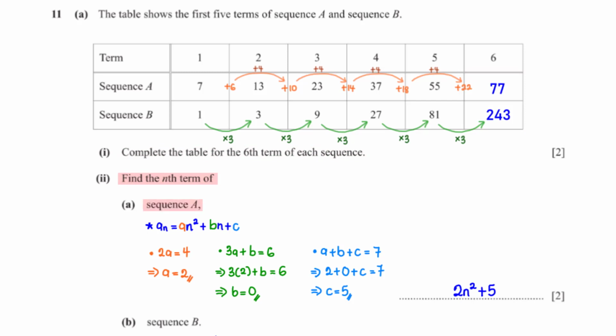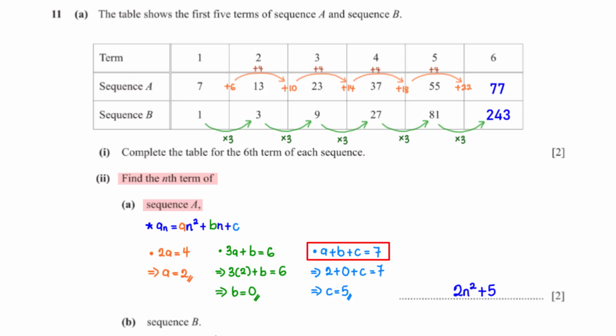Find the nth term of sequence A. Sequence A is a quadratic sequence, so we can use this formula to get the nth term. To get a, we equate 2a to the constant difference, which is 4. When we divide both sides by 2, we get a equals 2. To get b, we equate 3a plus b to the first term of the first difference, which is 6. We found a to be 2. When we make b the subject, we get b equals 0.